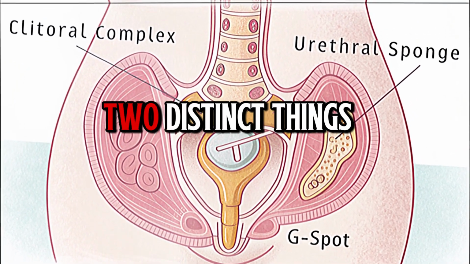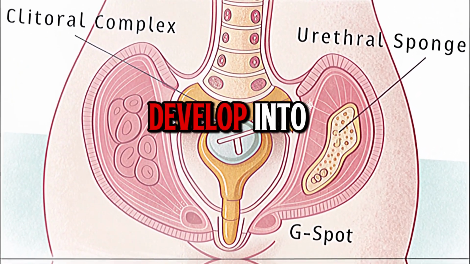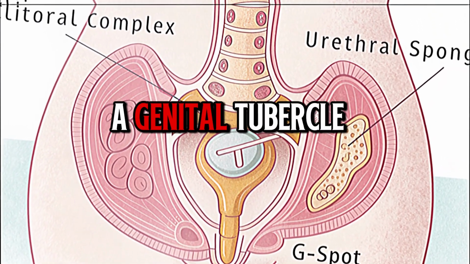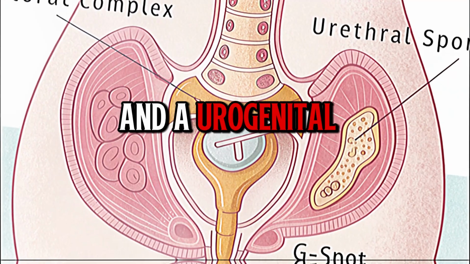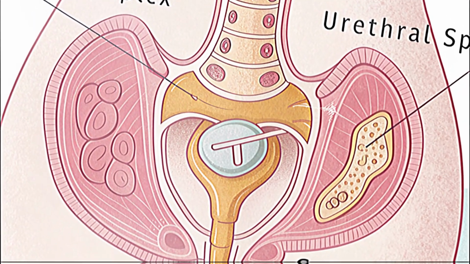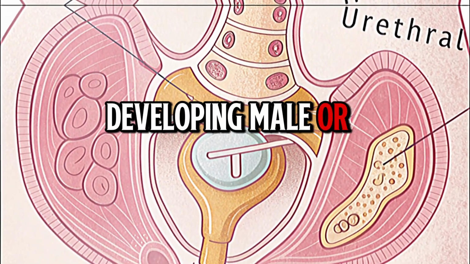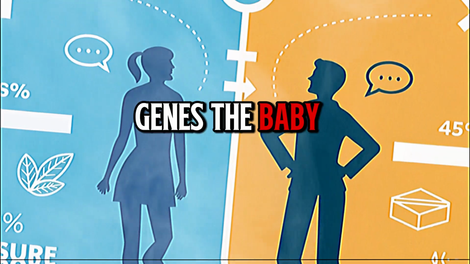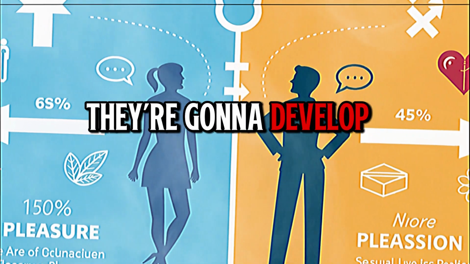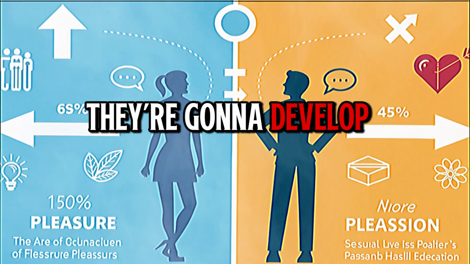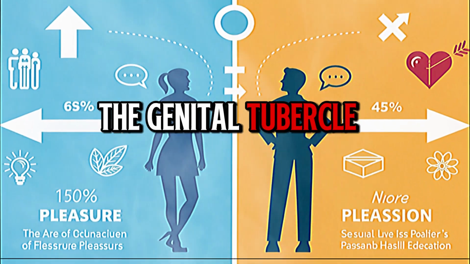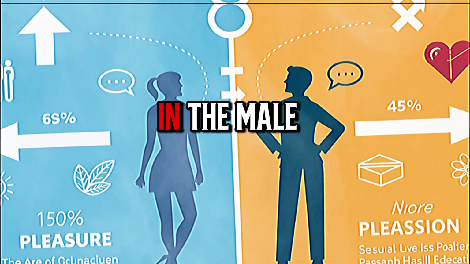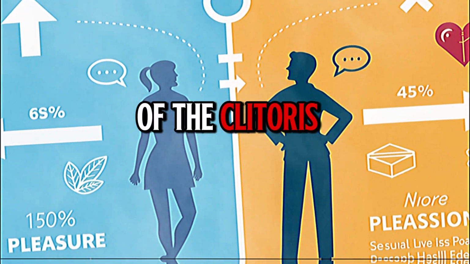The fetus has two distinct things that will eventually develop into either a female or male anatomy, and that is a genital tubercle and a urogenital sinus. At about 10 weeks, the fetus starts developing male or female external genitalia depending on what genes the baby has. So if they're an XX, they're going to develop into a female, and if they're an XY, they're going to develop into a male. The genital tubercle, as you can see here, develops into the head of the penis in the male and the head of the clitoris in the female.